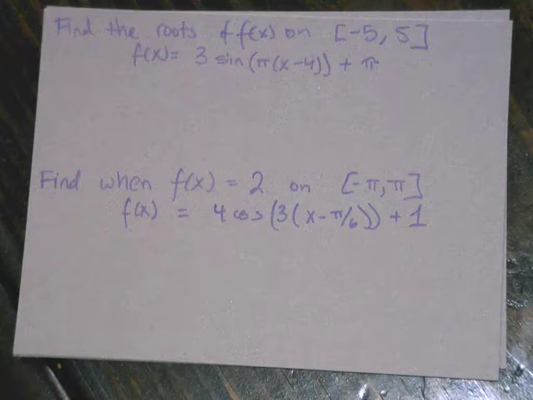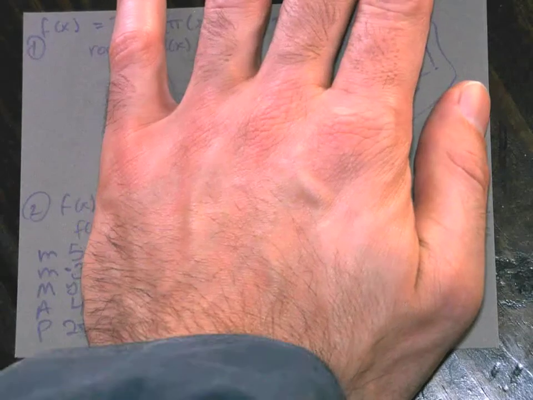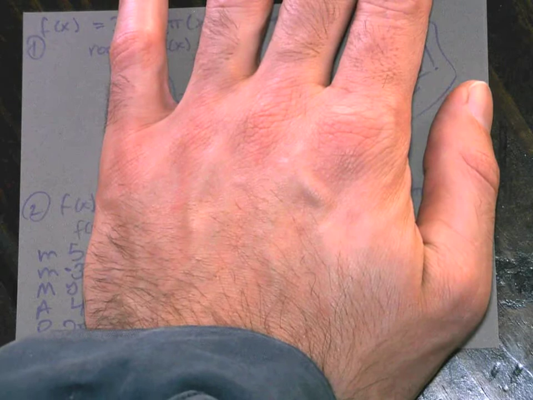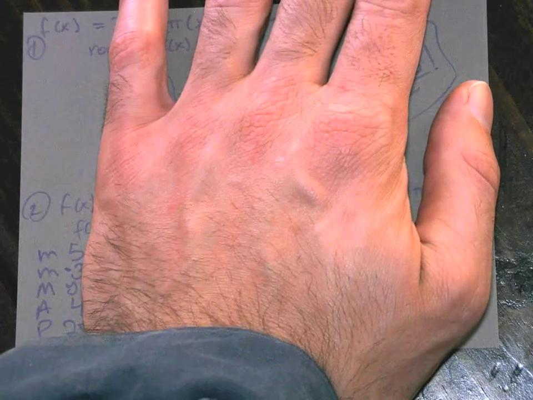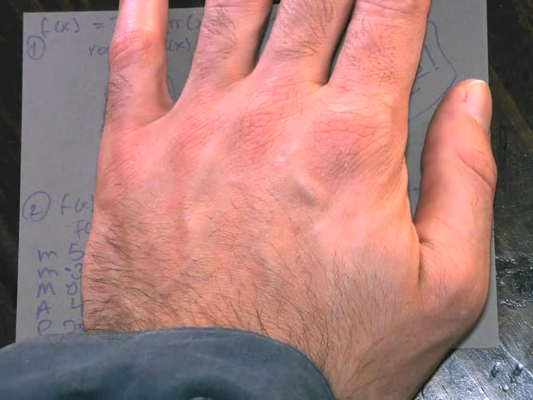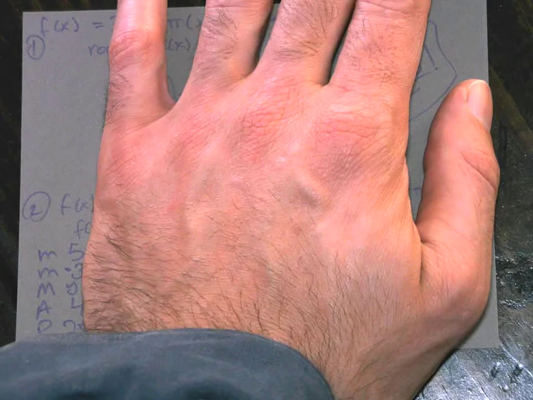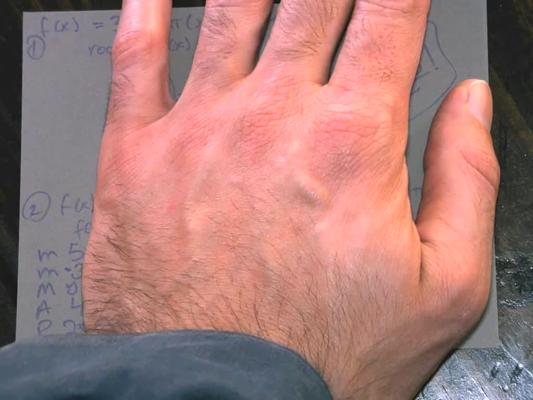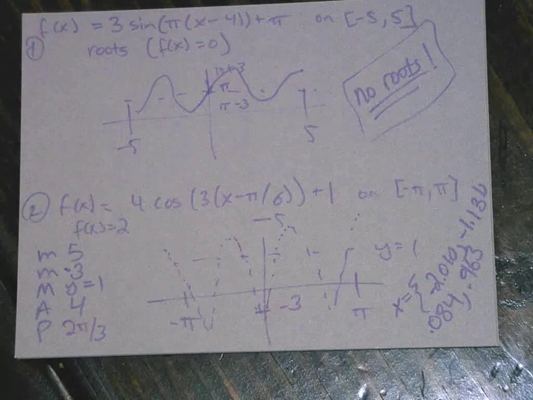So the first problem, not as interesting as it could have been, right? If you graphed it, you could have found this by hand. This is assuming you've done both of those problems, so when you have, then you can press play, otherwise pause it. Okay, so the first problem, no roots. It's above the x-axis, so there's no roots.